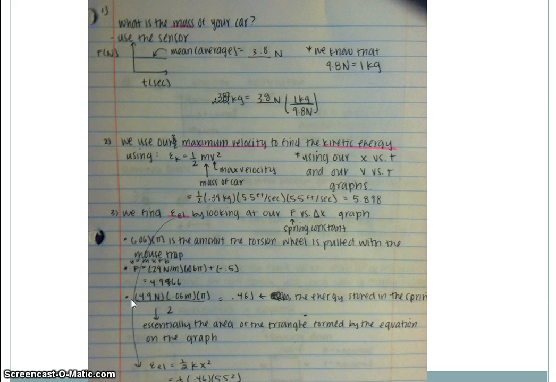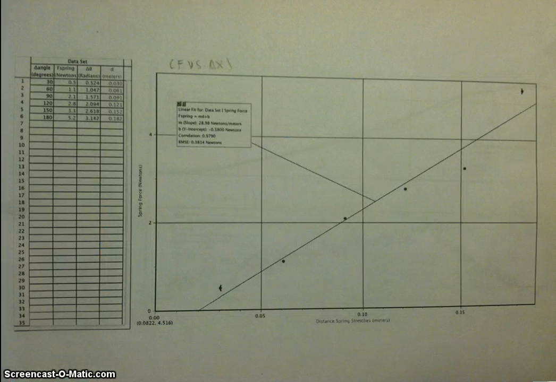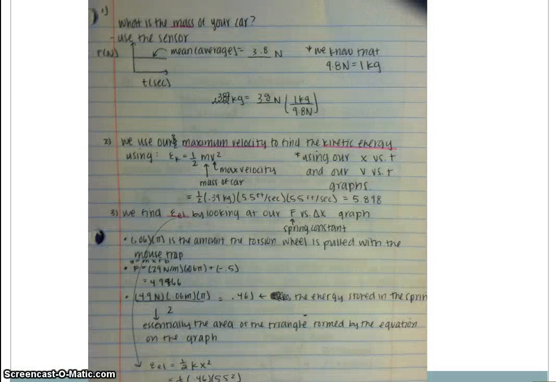around 5.9. We can find the energy stored in the spring by using an equation similar to the y equals mx plus b equation. That would be F is equal to 29 newtons per meter times 0.06 pi minus 0.5, according to my graph. And I ended up finding that the energy stored in the spring was 0.46 joules.